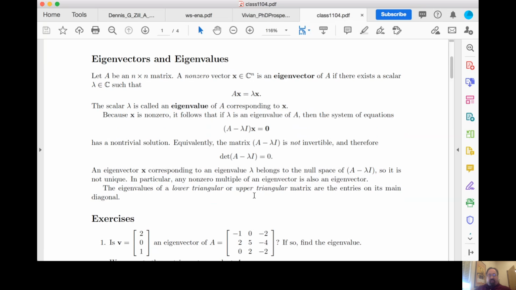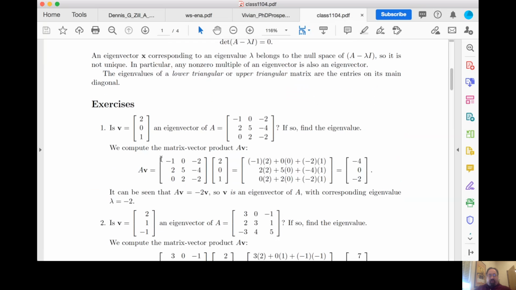So we go ahead and compute this left side. A times v, the matrix vector product, is computed in the usual manner. I'm going across each row and down this column, multiplying and adding as I go. So minus 1 times 2, plus 0 times 0, plus minus 2 times 1 gives the first entry, and then 2 times 2 and 5 times 0 and minus 4 times 1 gives the second entry, and so on.